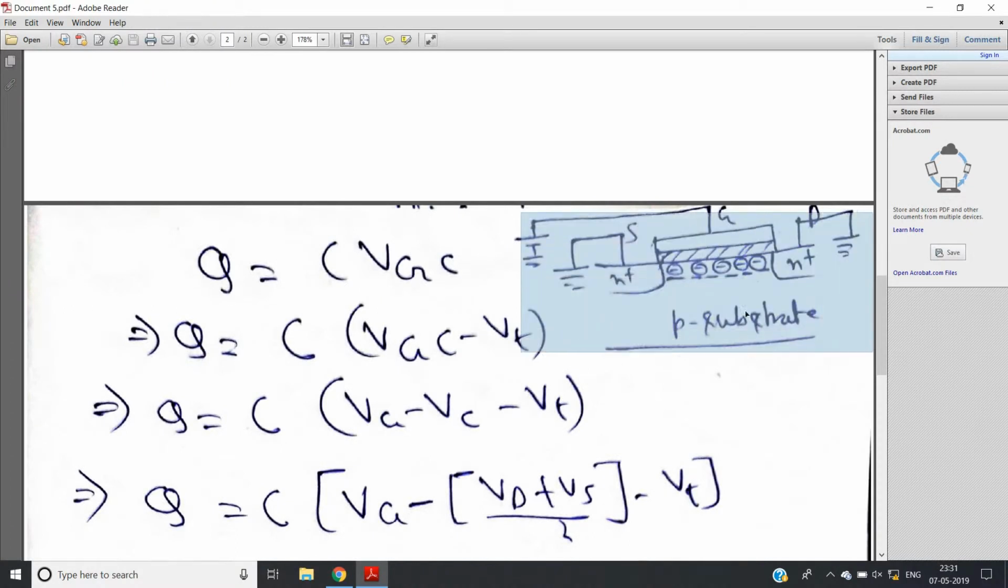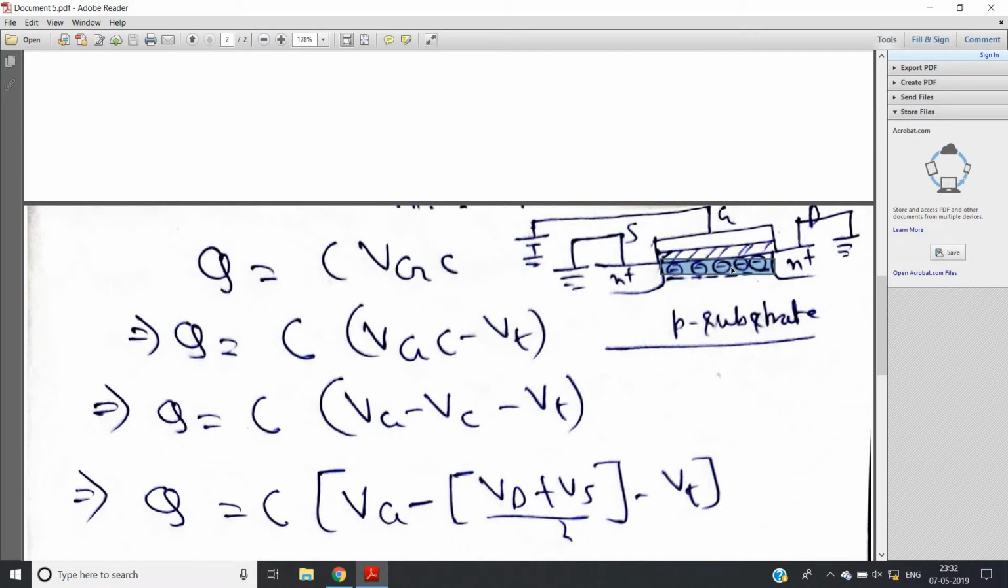This is the basic structure of the NMOS device which I have drawn. Gate is connected to the positive potential, source is connected to the ground, and drain is also connected to the ground, so that is VDS is 0 basically. Here the p-type substrate is there, and the channel is formed which is of uniform thickness, and it consists of mobile free electrons.